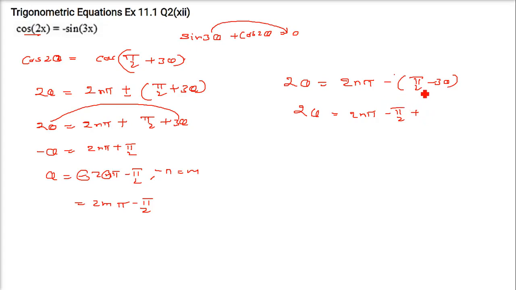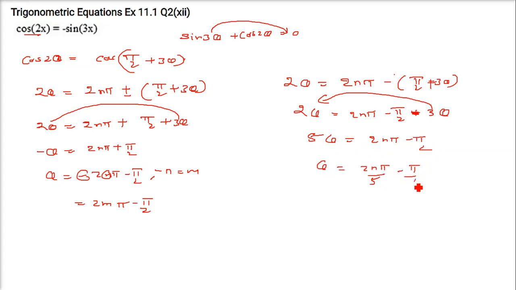This 3 theta is negative, sorry, plus it is. So it will be minus 3 theta. Now bring it here. It will be 5 theta equal to 2n pi minus pi by 2. Now divide both sides by 5. Theta will be equal to 2n pi by 5 minus pi by 10. So this is another solution. This one and this one.